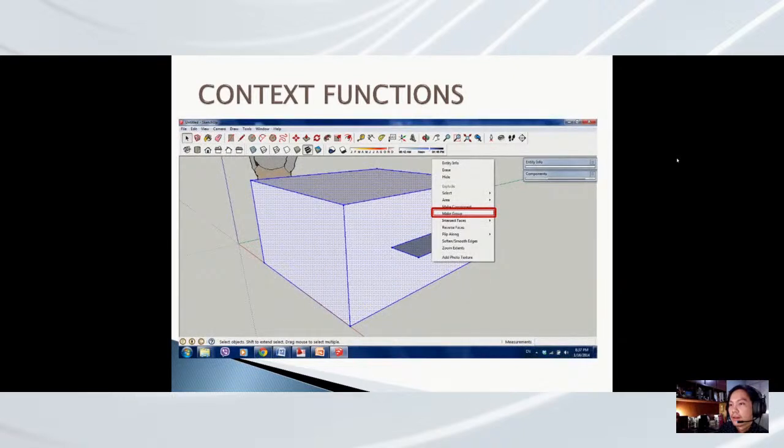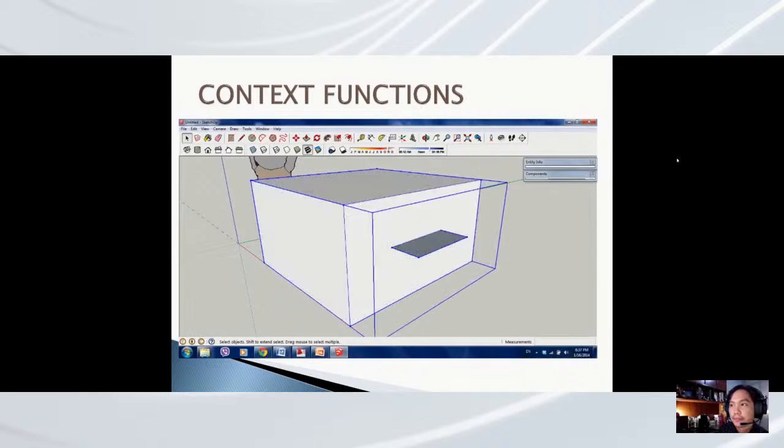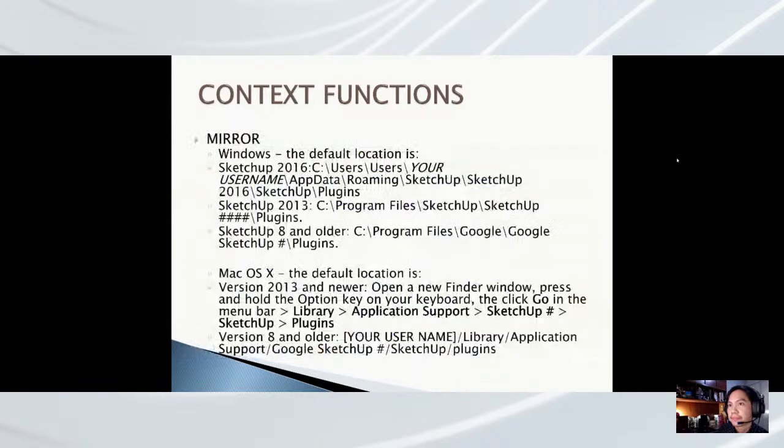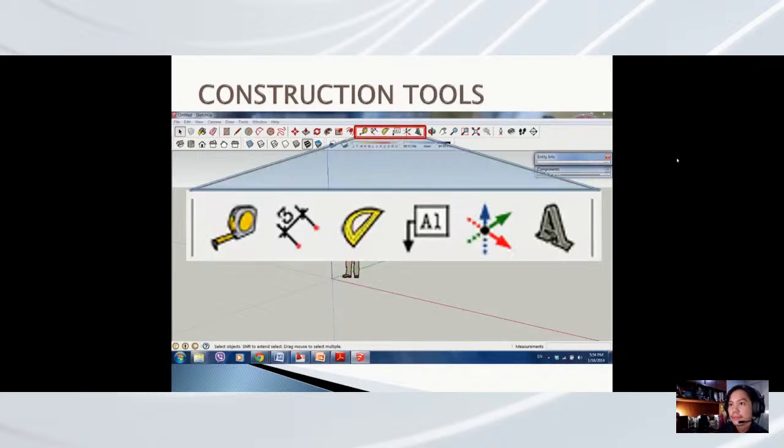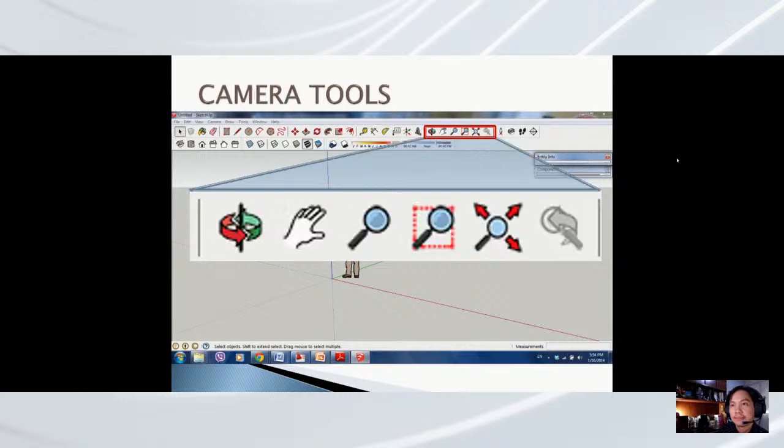Right? And you can also select all of these entities and turn them into one group. So now they're a group. There's other context functions. And here are the axis constraints. So you have the X, Y, and Z axis. And of course, construction tools, tape measure, dimension, angle, callouts or annotations, lock in your axis or 3D text.